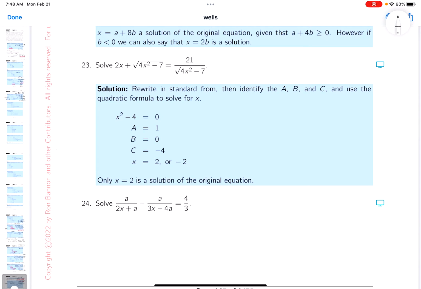Okay, the first thing I would do is clear the fraction, and by doing that, I'm going to multiply both sides by the root of 4x squared minus 7. So you get 2x times the root of 4x squared minus 7 plus 4x squared minus 7 equals 21. Now, by the way, by multiplying that, you could introduce error, but let's not worry about that until we check it. The next thing I would do is probably try to isolate the radical.